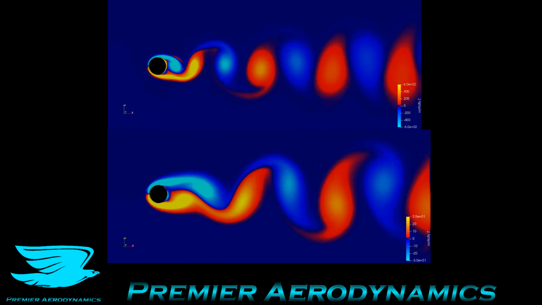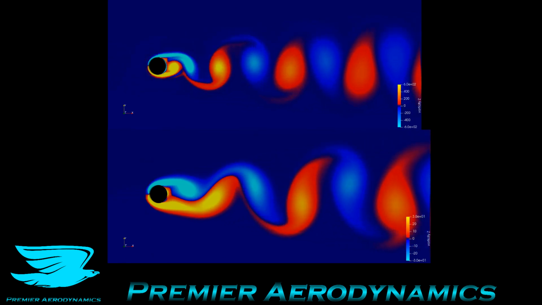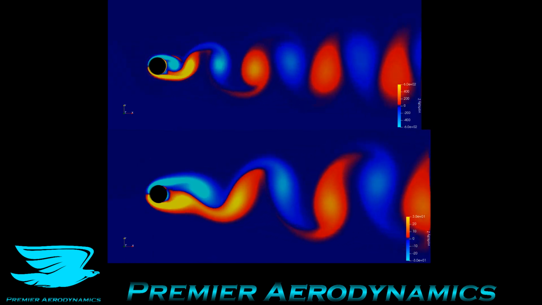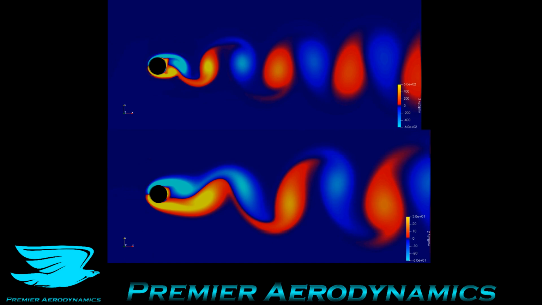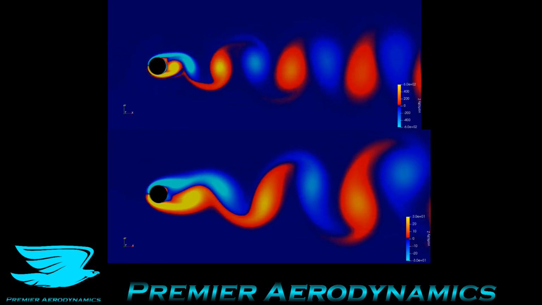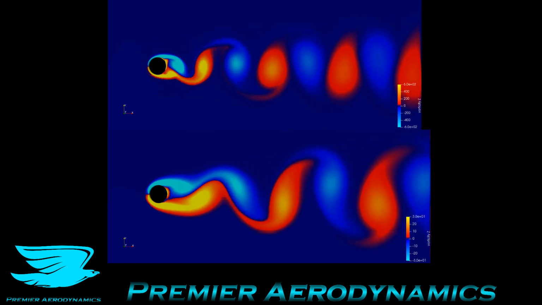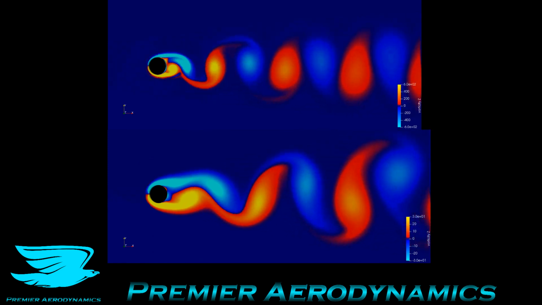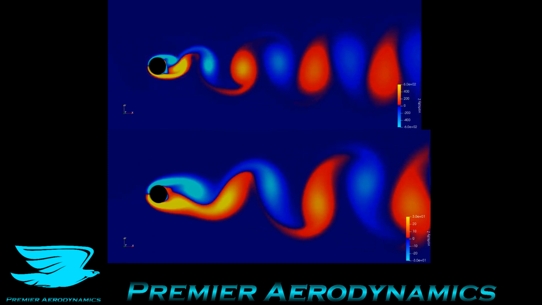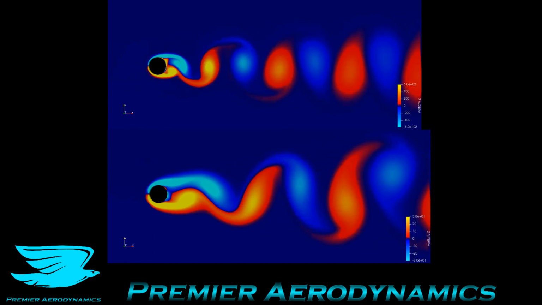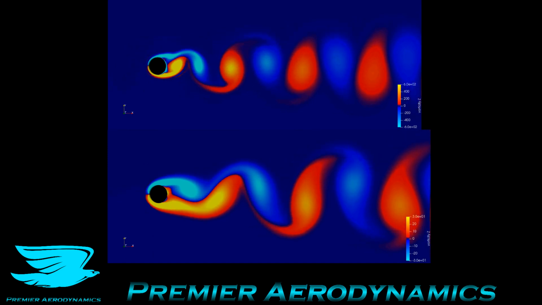The top video is the cylinder at a Reynolds number of 1000. The bottom one is of a Reynolds number of 100. In the previous video with the Reynolds number 100, the Strouhal number was about 0.162 from memory, which was exactly where it should be. In this video, the Reynolds number of 1000 means that the Strouhal number is about 0.219, and that's again where it should be.